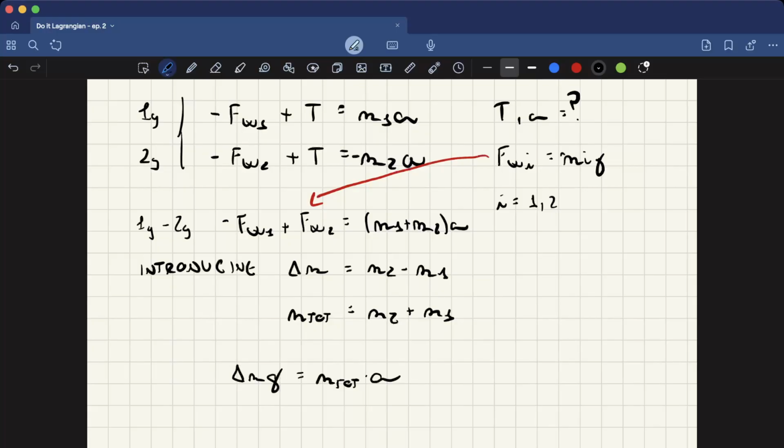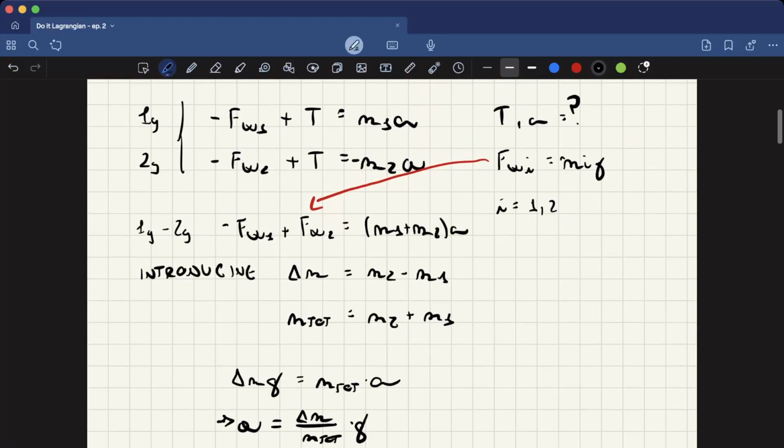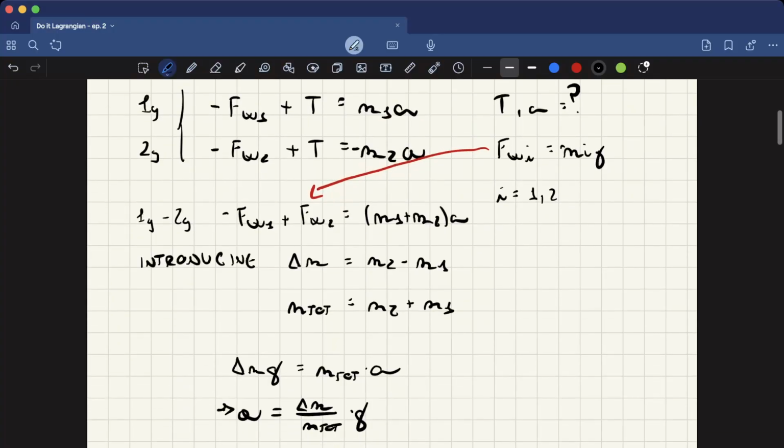Okay, and we can also, in this case, find the acceleration, because we can divide both sides by m tot and have a equal delta m over m tot times g. Okay, and now we can substitute our acceleration in the first or in the second equation.